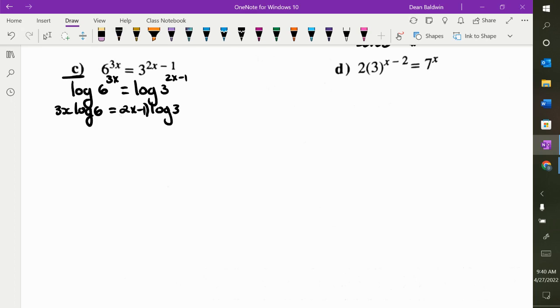I'm going to do it in a different color so that it stands out. You need to bracket that because the next step is the log 3 gets multiplied into those brackets. Because log 3 is a constant, we multiply it in. So now I've got 3x log 6 is equal to, and then the 2x gets multiplied by log 3, so you get 2x log 3, and then negative 1 times log 3, so you get that.